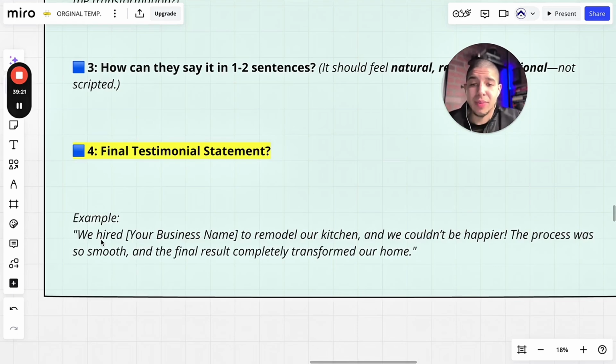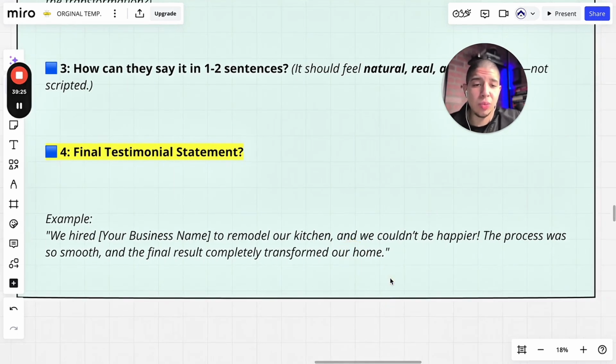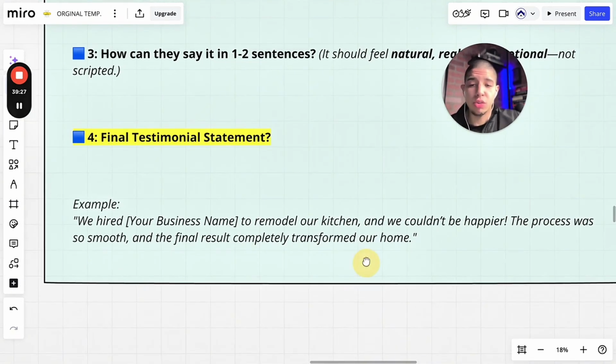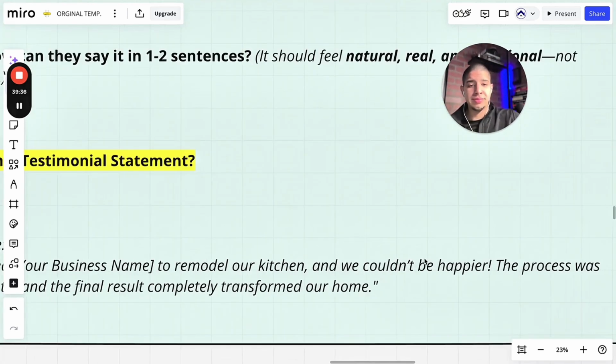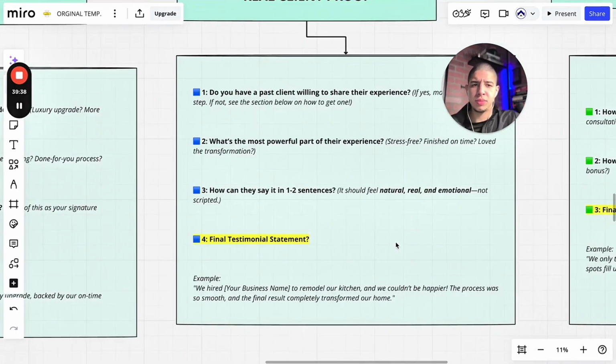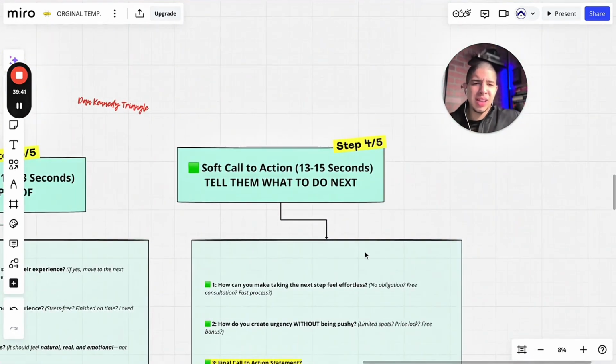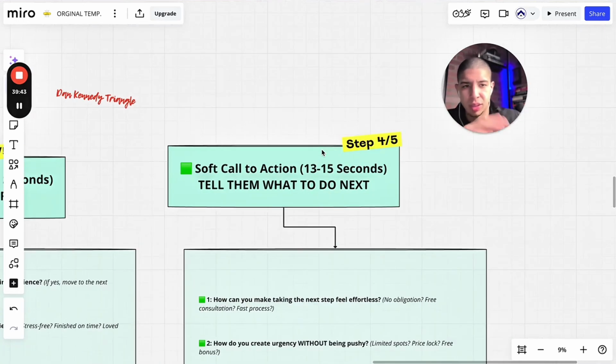We hired Crown Contractors to remodel our kitchen, and we couldn't be happier. The process was so smooth, and the final result completely transformed our home, right? Absolutely fire. You probably want to put more emotion. More emotion is good. Like, maybe not crying, but you get the point.